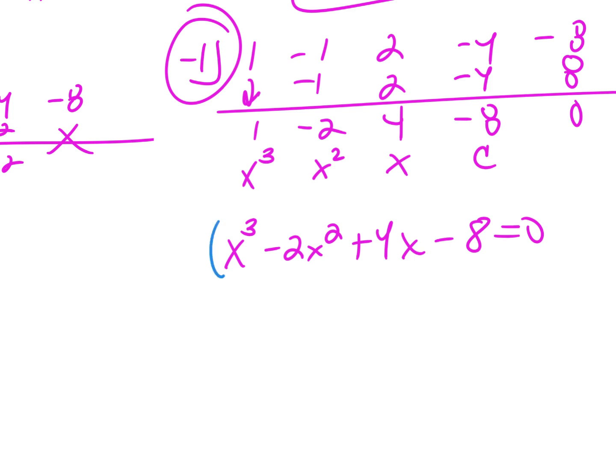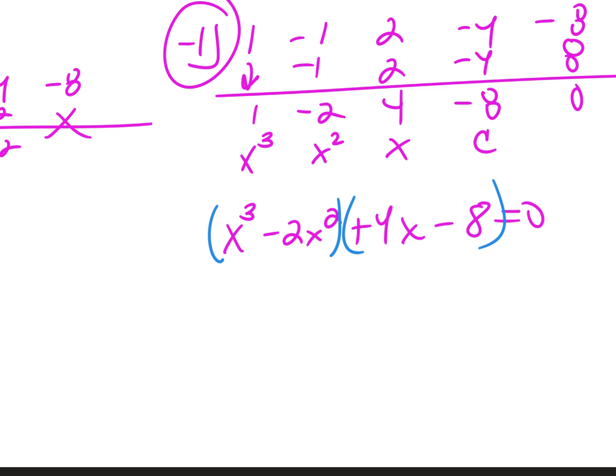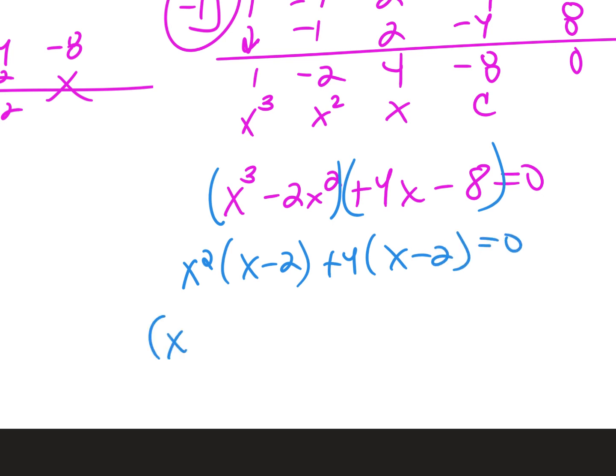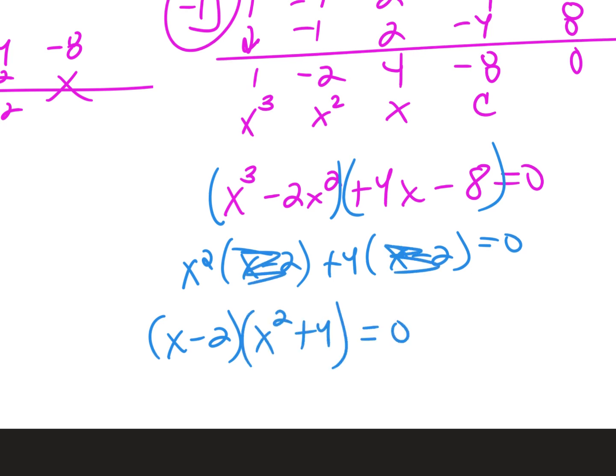Can I group these? If I take the first two and the second two, is this going to factor? What can I take out of x cubed and negative 2x squared? Perfect. X squared. Then I'm left with x minus 2. What can I take out of positive 4 and a negative 8? A positive 4, correct? So plus 4, and I'm left with x minus 2. So my new GCF is x minus 2. Write it one time out in front. And then x squared plus 4 gets its own parenthesis.